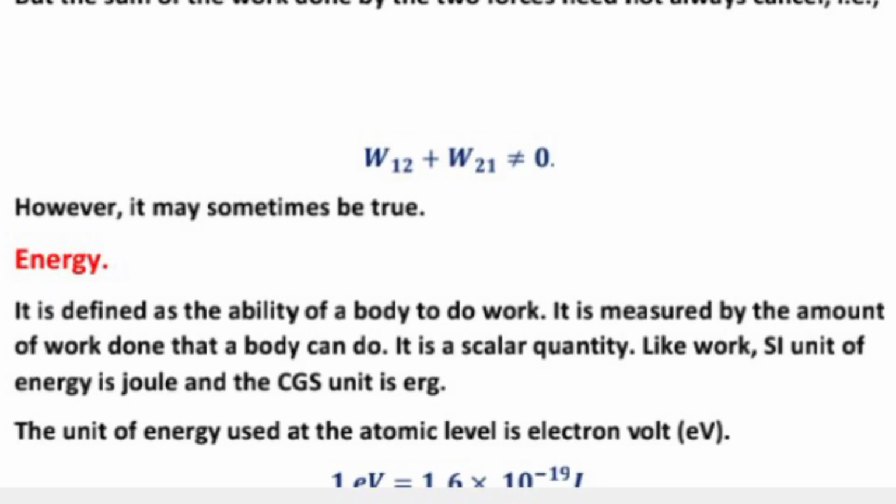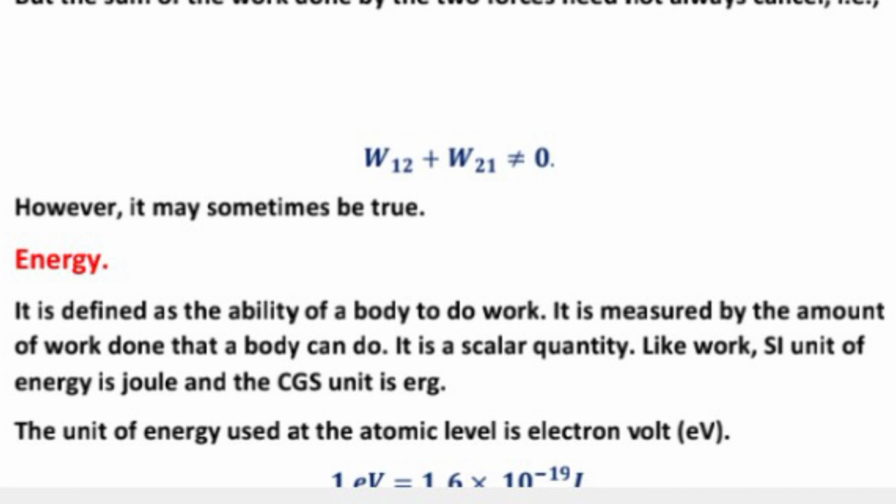Energy. What is energy? It is defined as the ability of a body to do work. It is measured by the amount of work that a body can do. It is a scalar quantity. Like work, the SI unit of energy is also joule, and in the CGS system, its unit is erg.